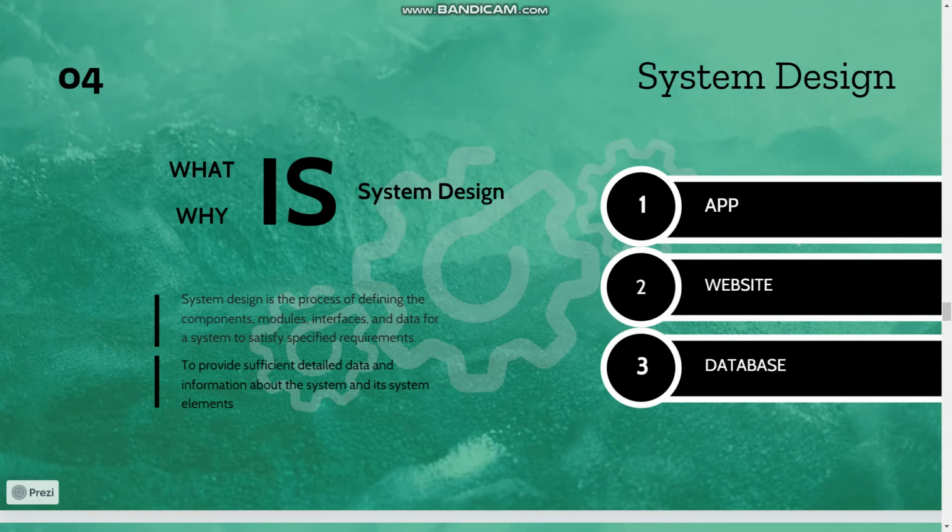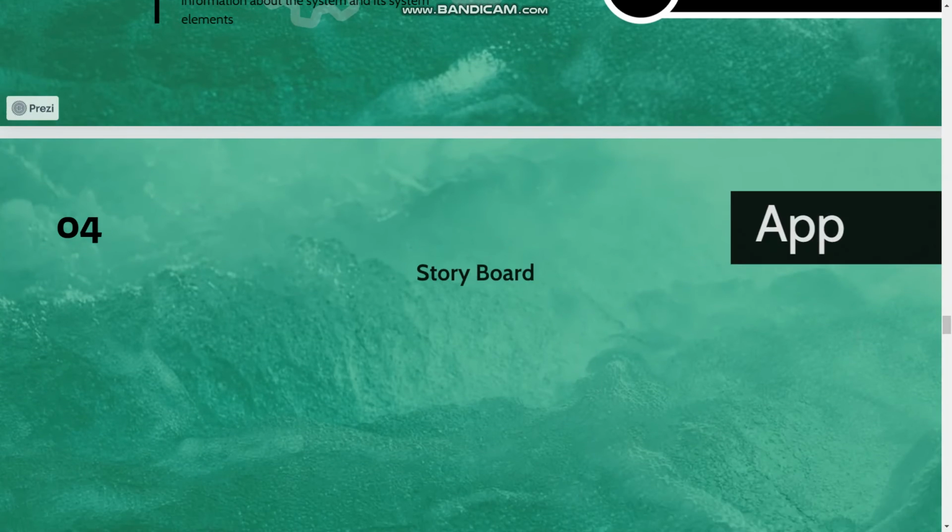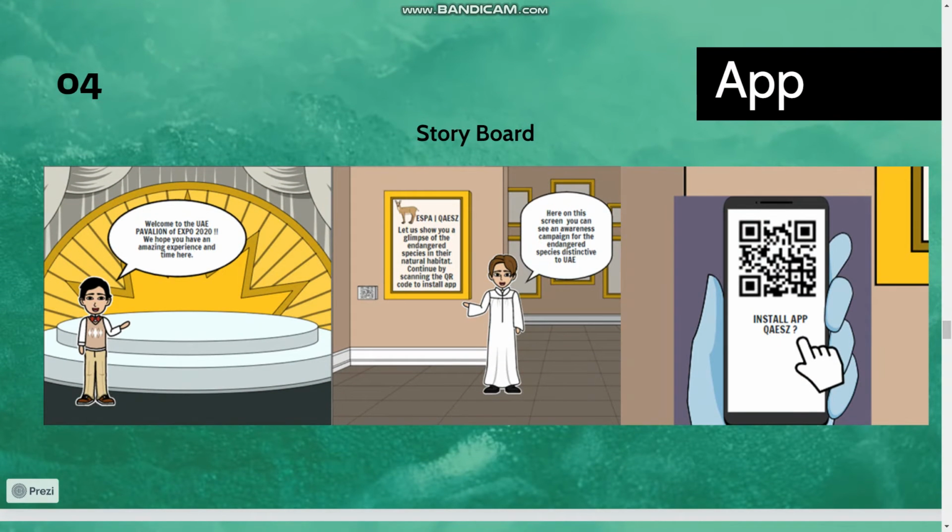Our system design has 3 segments: the app, website, and the database. Let's start off with the app. In front of you is a storyboard which shows the series of events that will take place when a visitor visits the UAE pavilion, where he will be greeted by one of the volunteers who would simply ask them to scan the QR code, which will allow them to install the app.